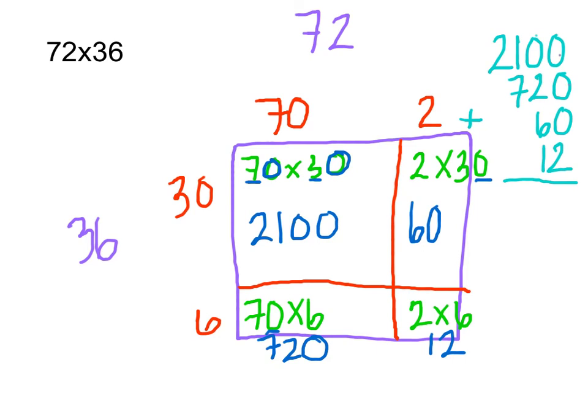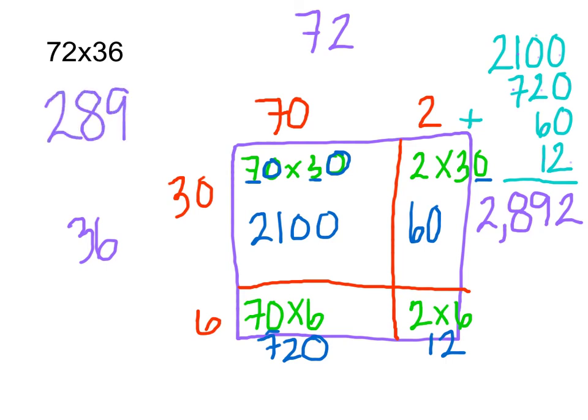I have 0 plus 0 plus 0 plus 2, which is 2. 0 plus 2 plus 6 plus 1 is going to be 9. 1 plus 7 is going to be 8. 2 plus nothing is 2. Remember your comma. Your final answer is going to be 2,892.